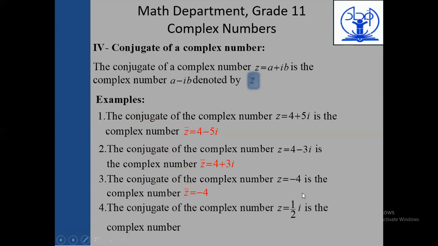What if the complex number is a pure imaginary, like this complex number, half i? You keep the real part anyway; the real part is 0, or it's not written. But the imaginary part is half, so the conjugate will be minus half i. Note here that the conjugate of this complex number is minus half i, which is also its opposite. So is the opposite considered to be the conjugate of the complex number? This is only in the case when the complex number is pure imaginary.